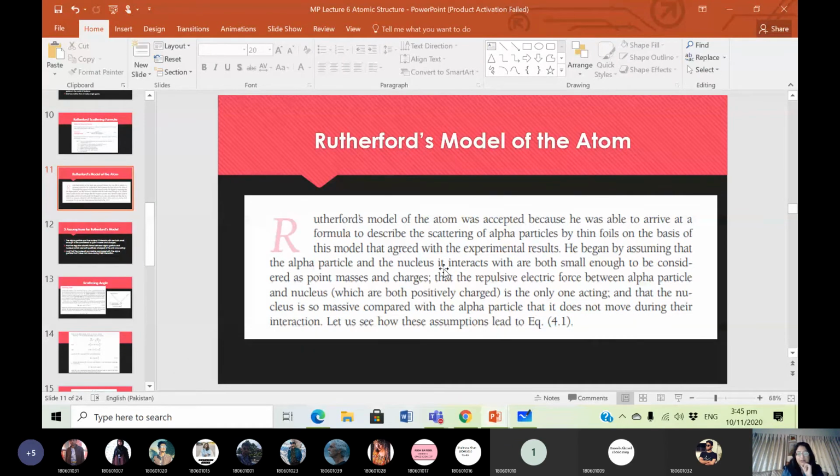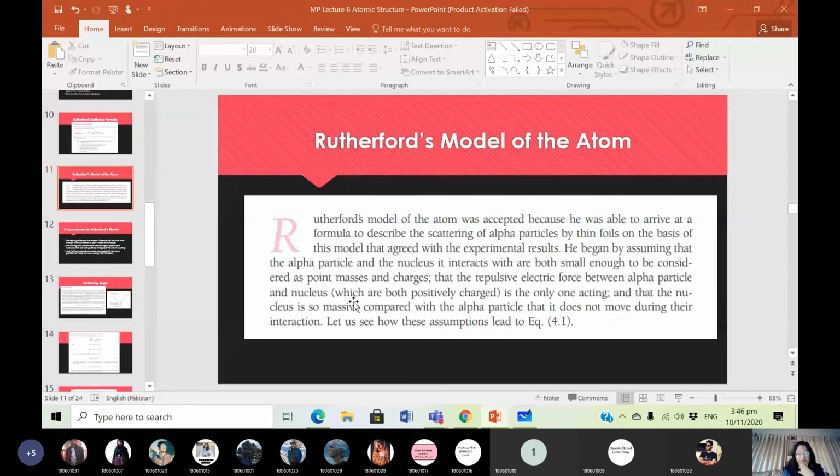Number two, the repulsive electric force between alpha particles and the nucleus, which are both positively charged, is the only one acting. For Rutherford's scattering formula and for Rutherford's model of the atom, we are making three assumptions, and the second assumption is that the repulsive electric force between the alpha particles and the nucleus is the only force acting between those two particles.